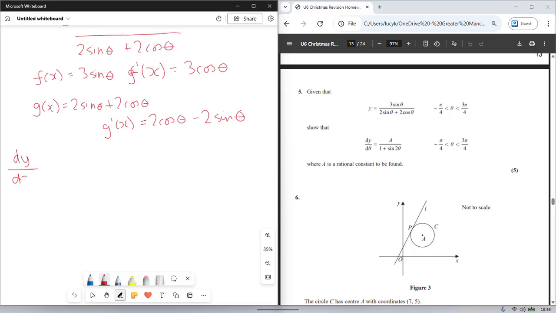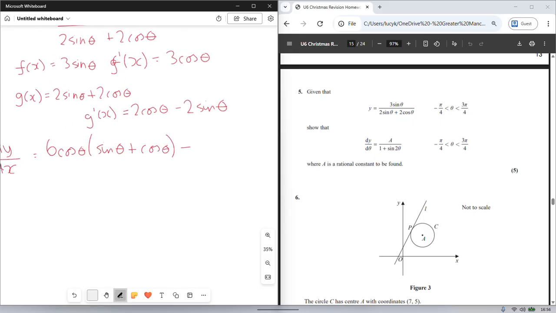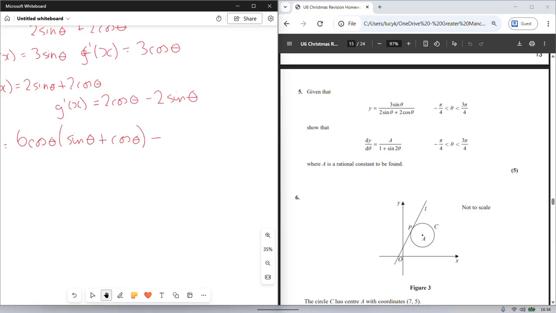So dy by dx will be equal to g of x times f dash of x. That will become, I'm going to write it as a 6, because 3 times 2 is going to make 6. So 6 cos theta, sine theta plus cos theta. And then that will be minus, because we're using quotient rule, f of x times the derivative of g of x. So that will become, again, 6, because 3 times 2 is 6.